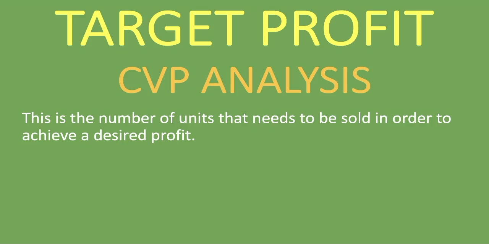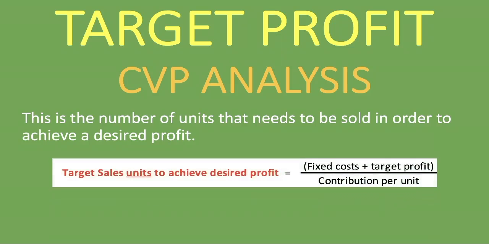So the question will tell you that if the company wants to achieve a specific profit or a target profit of, let's say, 10,000 Rand, how many units should they sell, or how much should the sales value be? So that is what we're going to do here, and we're going to go through some examples. So what is the formula for calculating the number of units that needs to be sold to achieve a target profit? Well, here it is.